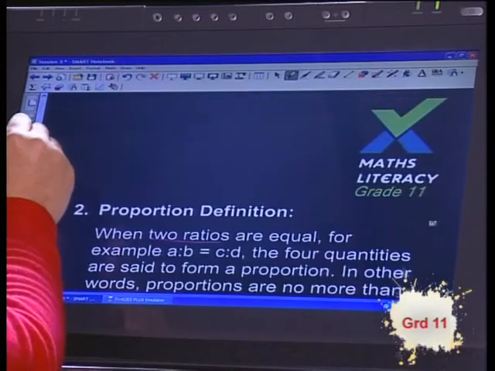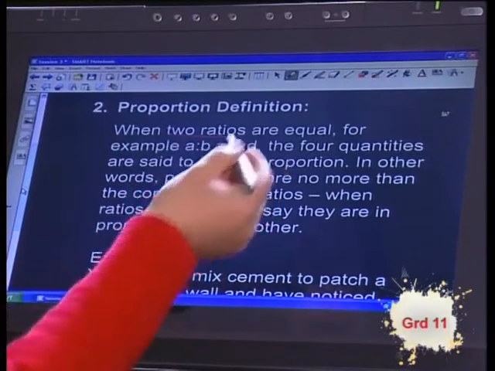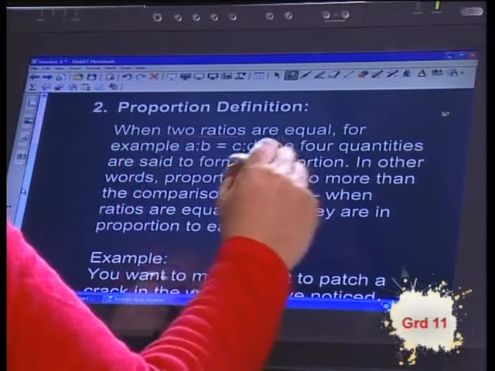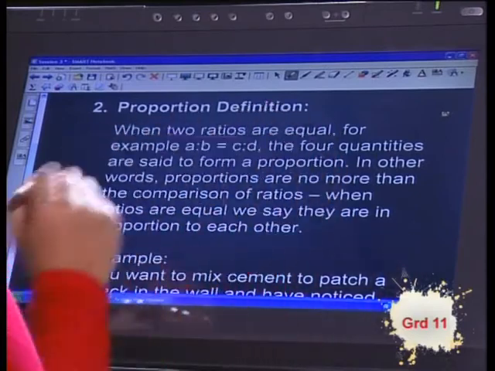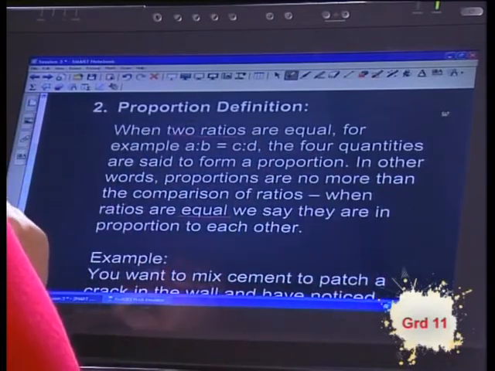So let's go back to the definition. The 4 quantities are said to form a proportion. In other words, proportions are no more than a comparison of ratios. When the ratios are equal, we say they're in proportion to each other.